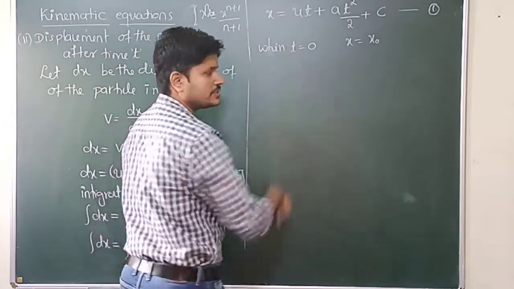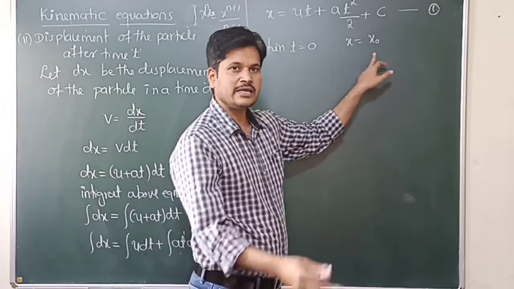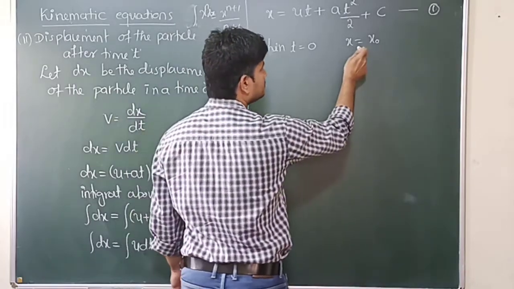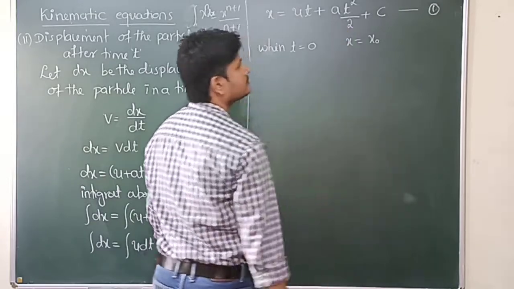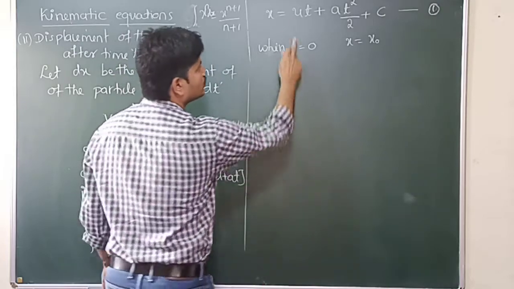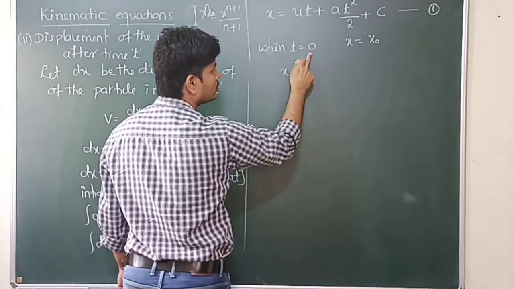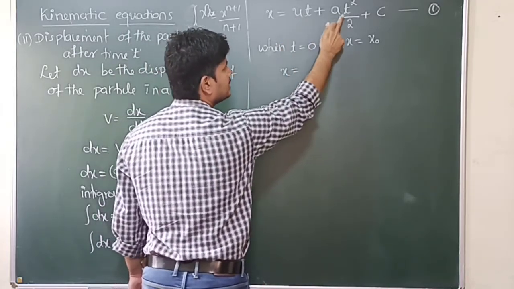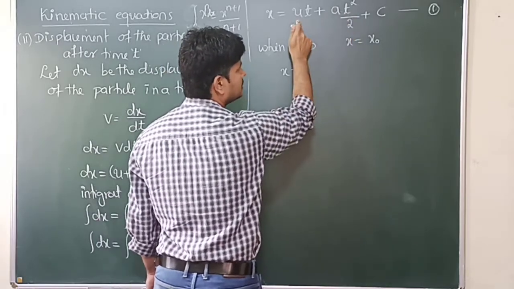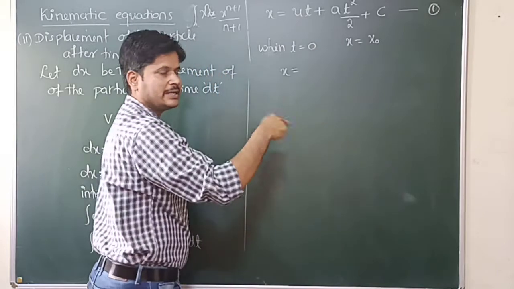When t is equal to 0, the value of x is the initial position, that is x naught. Substitute this value into this equation. x is equal to u into 0, 0 plus t square is nothing but 0. 0 into anything is what? 0 only. Therefore, these two terms become 0.